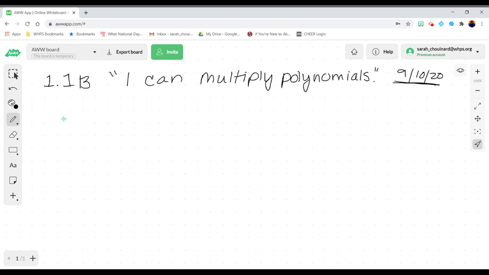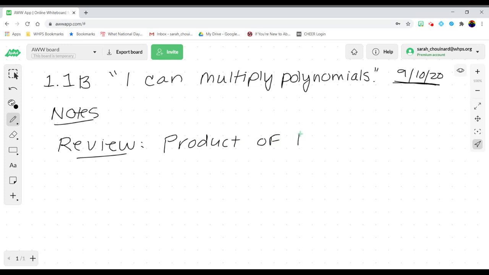Okay, so to start, let's label this our notes section. But to start, I want to review something that you learned last year. And what it's called is the product of powers property. Mathematicians are not very creative. I say that all the time. And so they name things very straightforward. Product means multiplication, and powers are anything with an exponent.